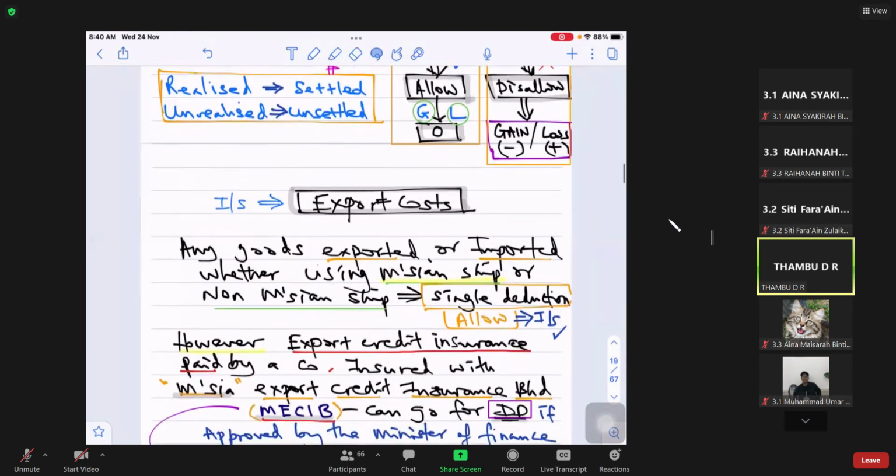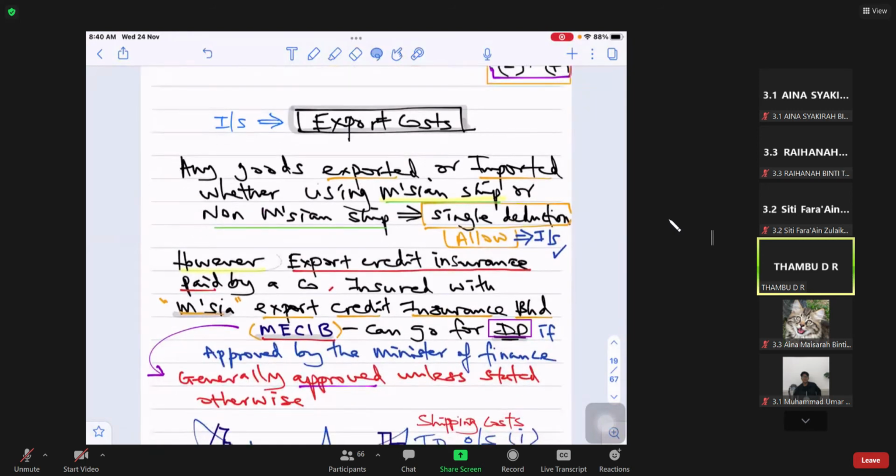However, if you buy insurance to export, we call it export credit insurance. You are selling goods to USA, you are putting it in the ship, maybe it's worth 1 million ringgit. Something happens in the sea, maybe the ship may sink, something may be missing, damage to your goods, anything can happen. So you take insurance.